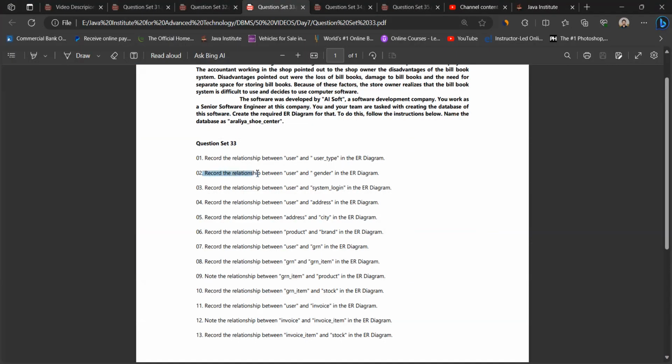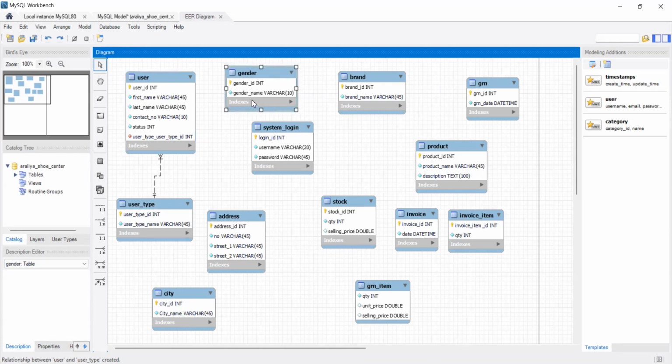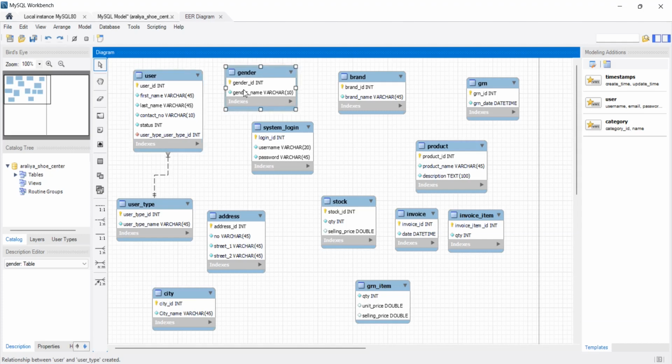And to the next question. Record the relationship between user and the gender. User and gender. So one user can only have one gender, while many users can have a specific gender. So it is a one-to-many relationship. The many side should be user.